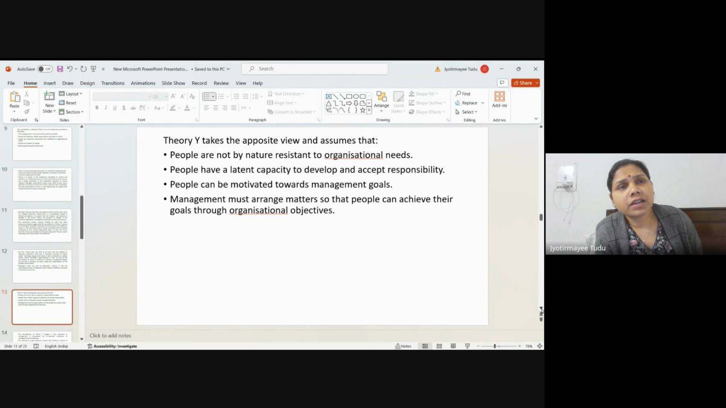Okay, so here we can say that they are not essentially uninterested in meeting the management goals, and in that regard management must arrange matters so that people can achieve their goals through organizational objectives. Okay, so here also management needs to locate the steps for how they need to work for the concerned organization. So in that regard, no doubt, it is presenting an optimistic viewpoint of human nature. And of course, once again, management does have a main role in order to capitalize on this optimistic nature of human beings. Okay.